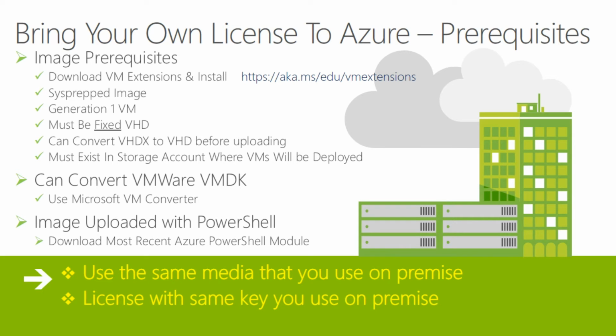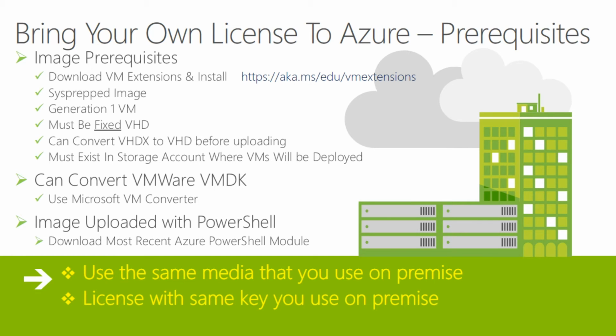We also need to make sure that if you're running Hyper-V, your image is a Generation 1 VM. It must also be using a fixed VHD. We do not support dynamically expanding VHDs. Note that if your current image is a VHDX, you can convert that VHDX to a VHD using the Hyper-V management tool before uploading. Finally, when you go to deploy this image multiple times, the image must exist in the storage accounts where VMs will be deployed.